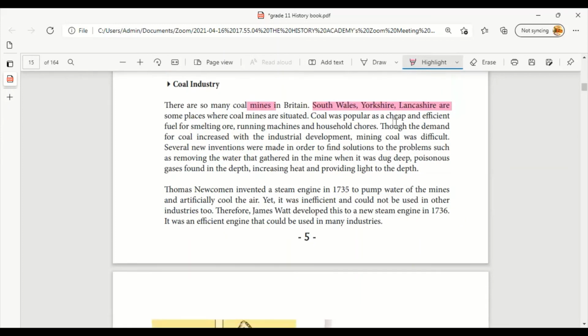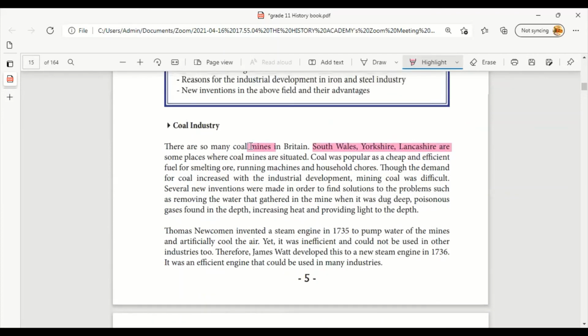Coal was popular as a cheap and efficient fuel for smelting ore, running machines, and household chores. So the demand for coal increased with industrial development, but there was no method to extract this coal. Why is that? Because they faced two problems, right? So in the coal industry, what are the problems they have faced?